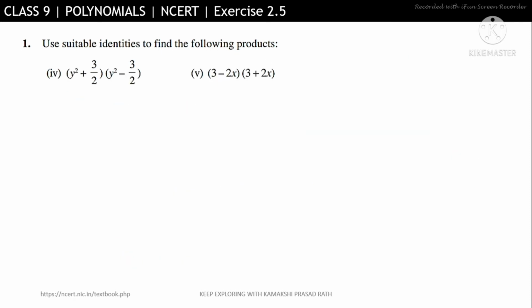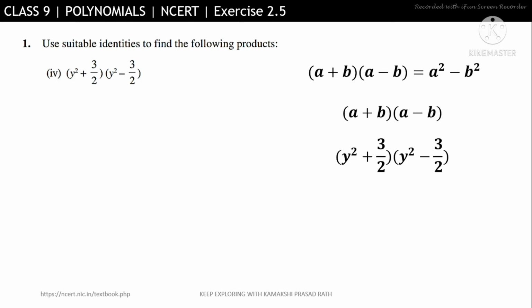Let's move on with the fourth bit and the fifth bit now. So using a suitable identity, see what identity we can use here. Now you can see the question here. When you compare to our question, y squared plus 3 by 2 multiplied by y squared minus 3 by 2, and compare it with a plus b into a minus b, see here, first terms are same and second terms are same. Only change is one is with plus, one is with minus. So first plus second multiplied by first minus second. This is the concept. First plus second into first minus second.